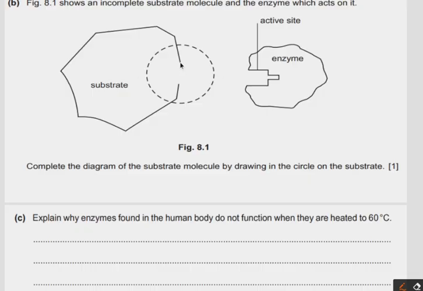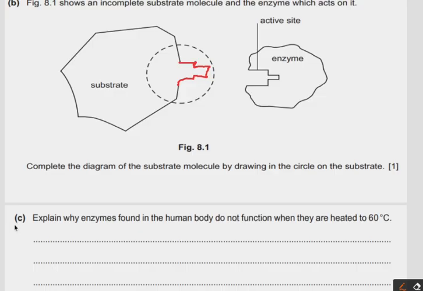Here what we are going to do is draw the structure of the substrate, which is going to be similar to the structure of the active site. It's not going to be accurate, but I'm just drawing according to what I can see here. So this is what the substrate is going to look like. It should be complementary to the shape of the active site. As you can see, this one here can bind here, and these two can bind on this side. So this is how you're supposed to complete the structure of the substrate.